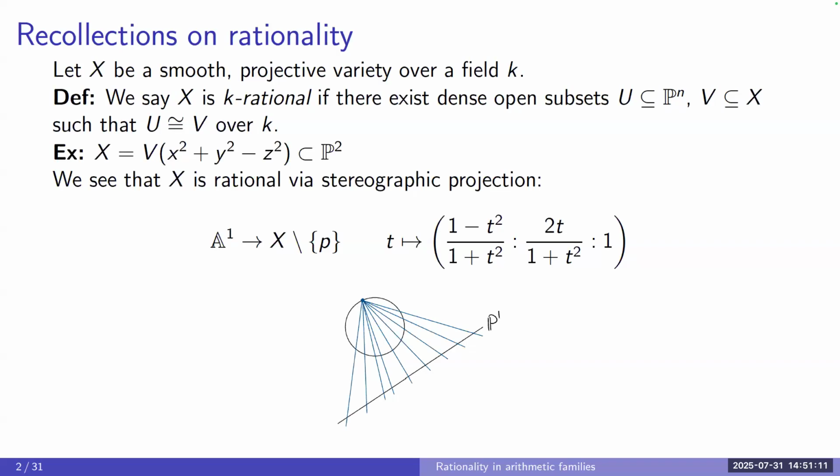So let me start with a simple example. I'll take this conic x^2 + y^2 - z^2 = 0. And we can see that this is rational via stereographic projection. So I have some point on my conic, and I project away from that point onto a complementary P1. And I can even write this map down explicitly if I pick that point. And in this way, I can parameterize the points on X via rational functions in t. So this is kind of the really nice property of rational varieties: you can parameterize their points in this way.